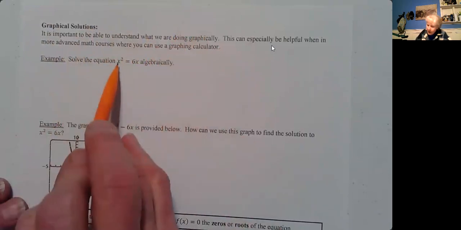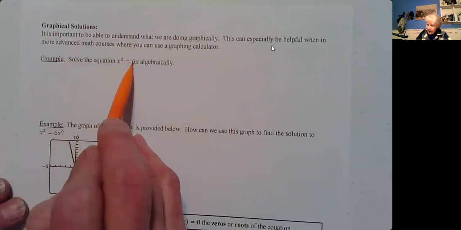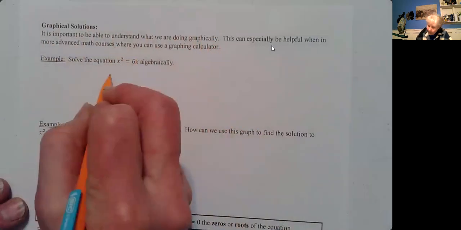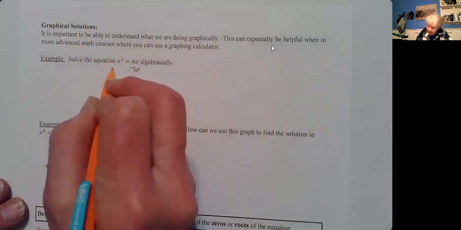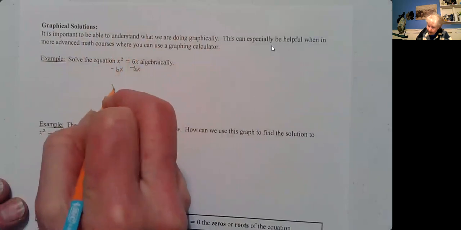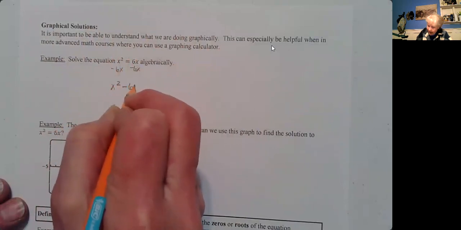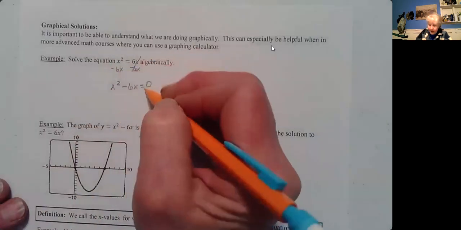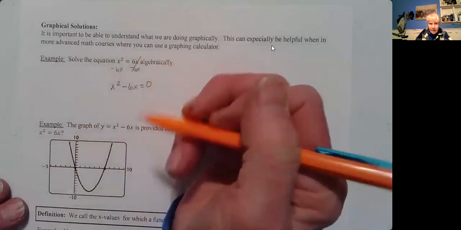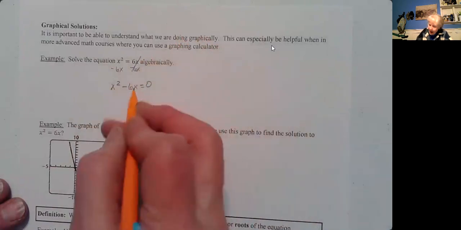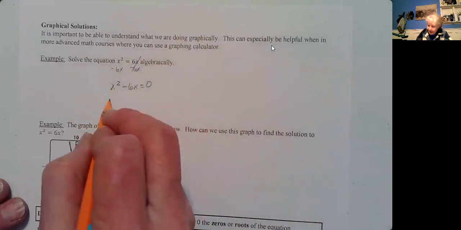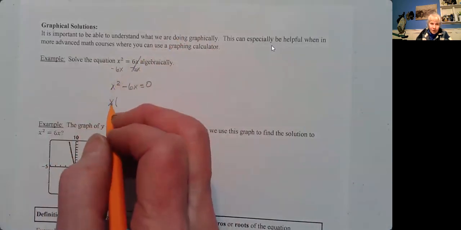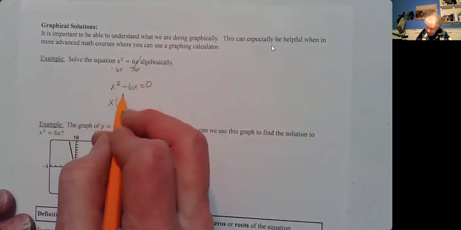So they want you to solve the equation x squared equals 6x algebraically. To do that, we would set it equal to 0 first. All right, so that gives us x squared minus 6x equals 0. I set it equal to 0, moved the 6x over. Now, what's in common? It looks like an x to the first. There aren't any coefficients that are in common.